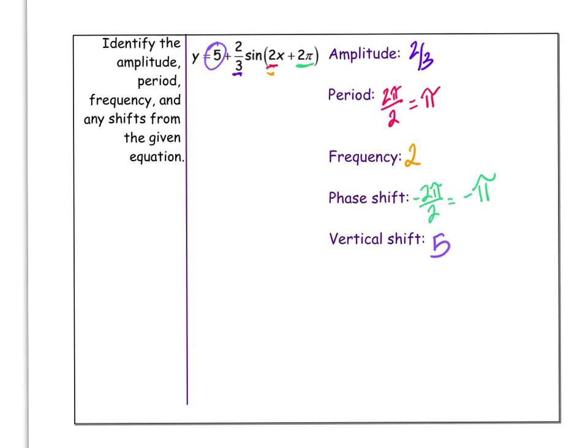And my vertical shift is the number by itself, not attached to anything, so that would be 5. Good job. I would go to the next page, but it says you're supposed to do assignment 4.9, and you're already doing an abbreviated version of that in the Nearpod, so please continue and just finish that. Yes, I can see all your responses. I can see what you write. I can see everything. So just finish that up and then do the Delta Math, and you will be done with this lesson.